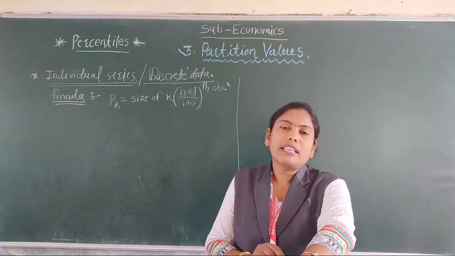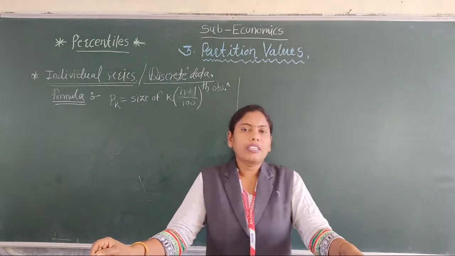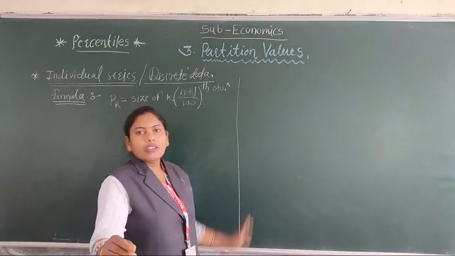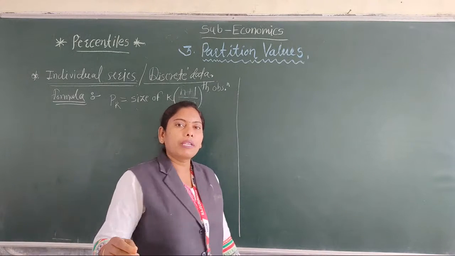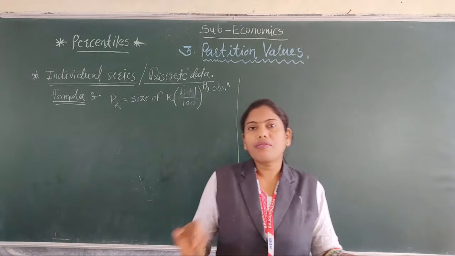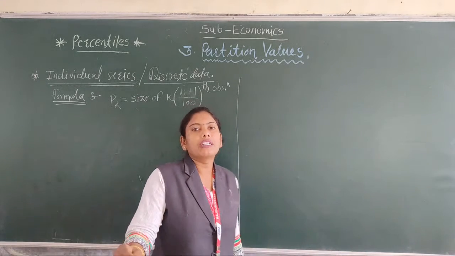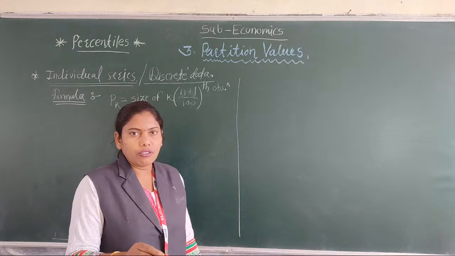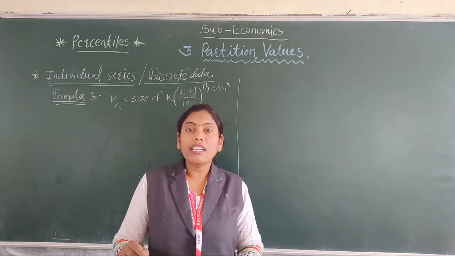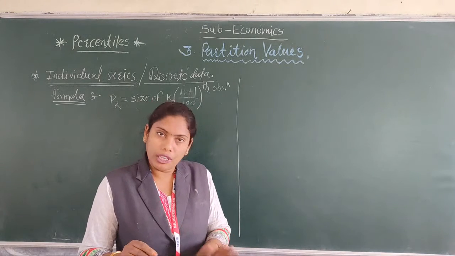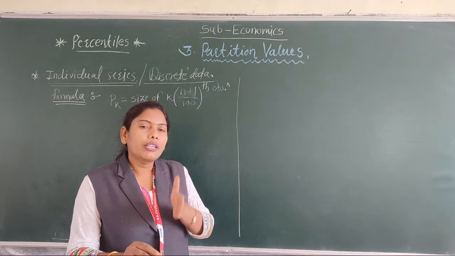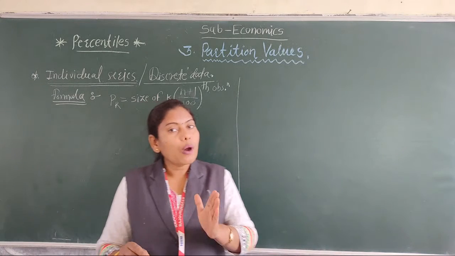Now, in this lecture, we will continue another most important part: partition values. In previous lectures, we have already studied what is meant by partition value. There are three types of partition value. First is quartile. What is meant by quartile? Quartile means which divides the data into 4 equal parts. It is also denoted as Q.